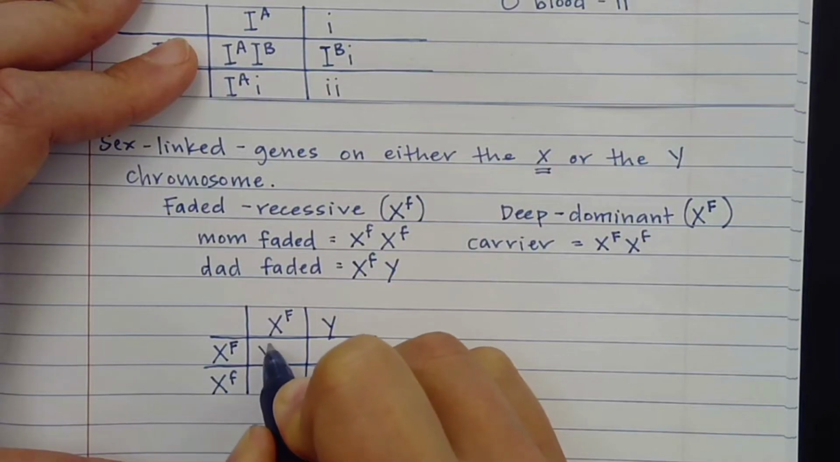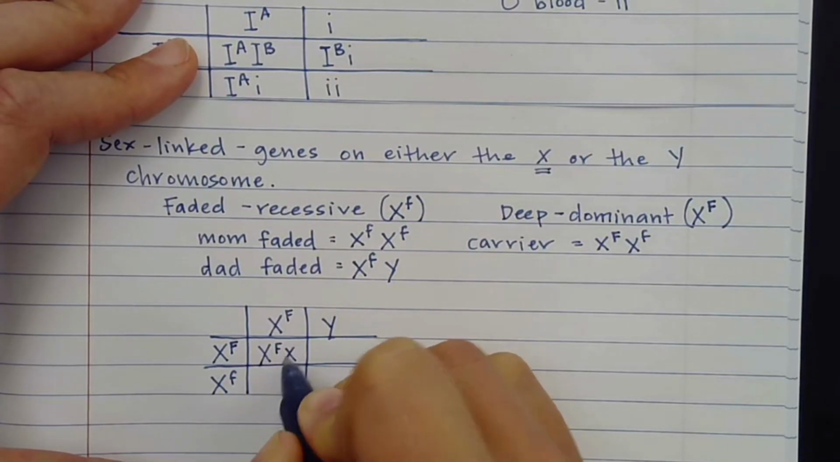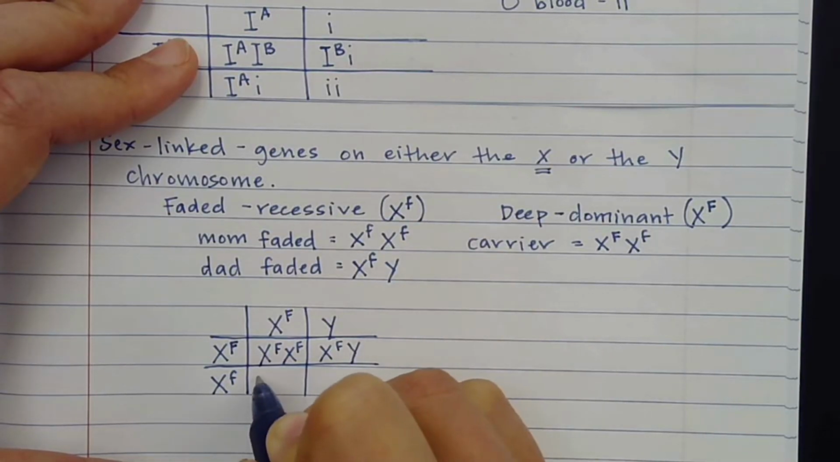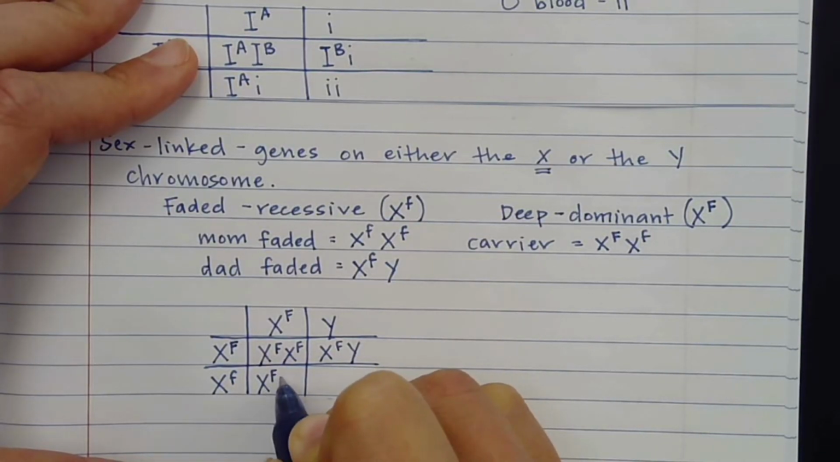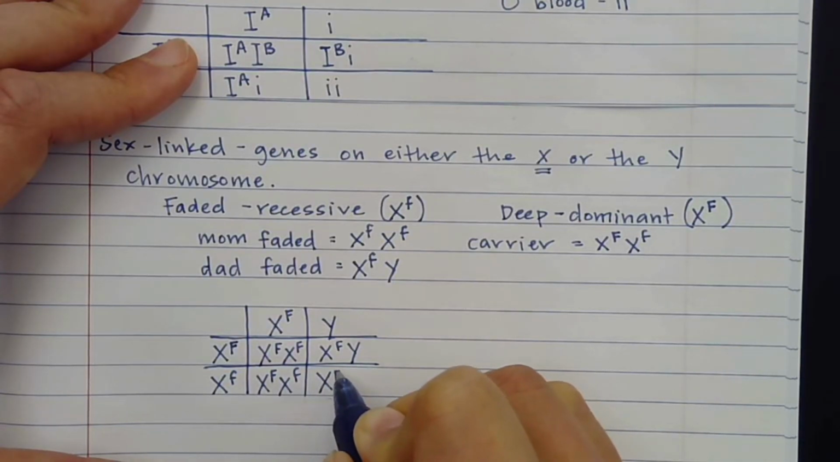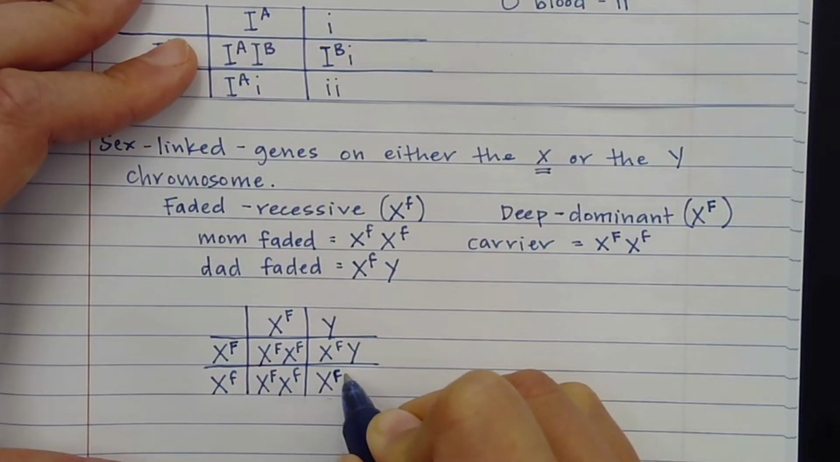But let's see how this works. So filling out my Punnett square, always putting capital letters first if they're there. That's a lowercase f.